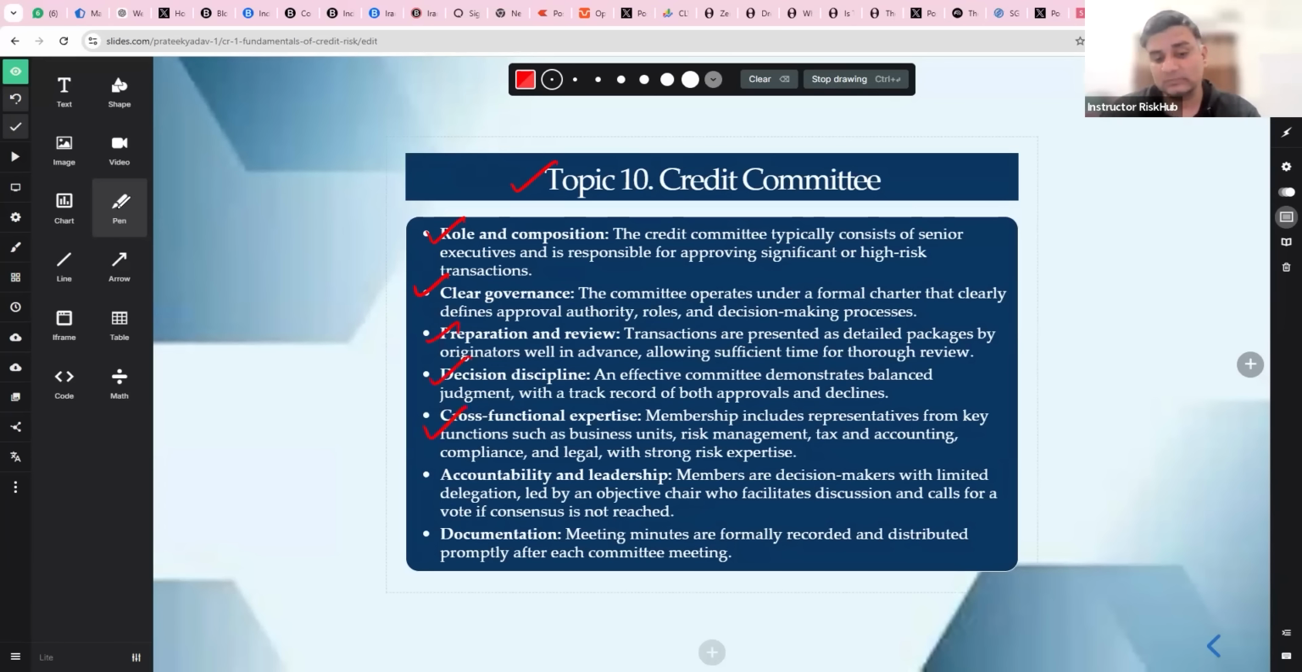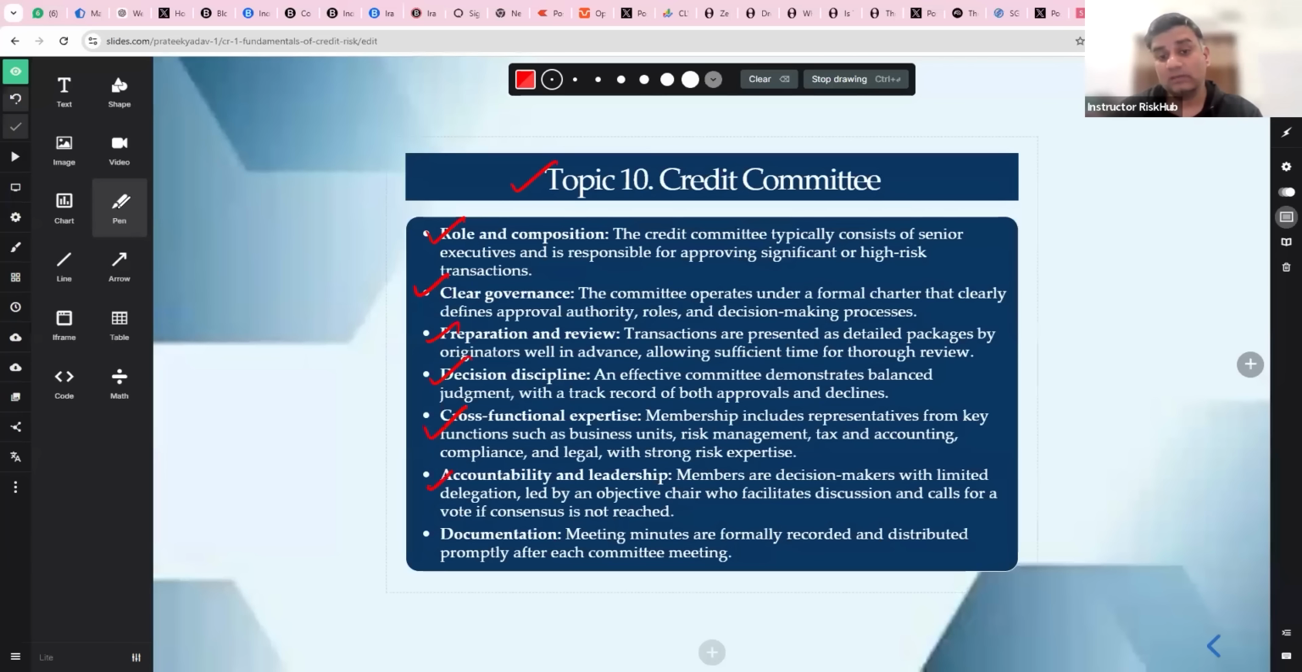Then we have the cross-functional expertise. The committee includes business, risk, legal, compliance, and accounting. Why? Because risk is multidimensional. We said earlier also. Examples are legal risk, tax impact, accounting treatment, and capital impact. This connects to your IFRS 9 expected loss, your regulatory capital, and your conduct risk.